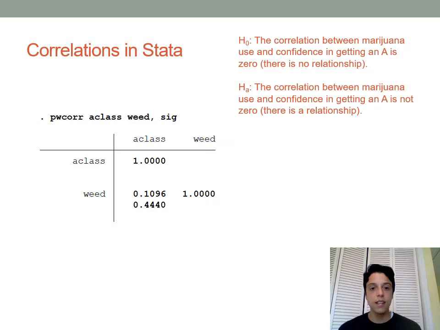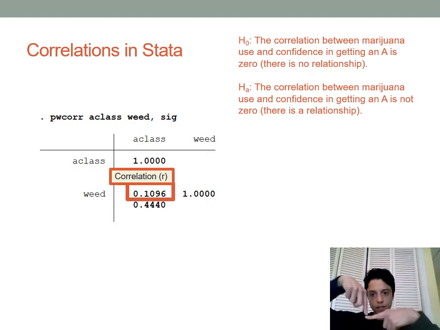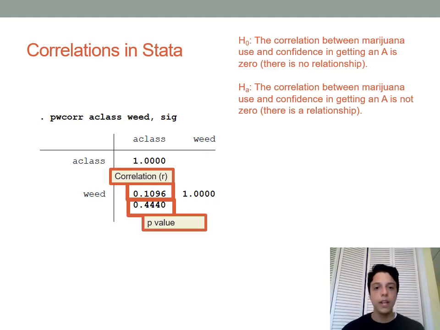The Stata output looks like this, so this is, as you can see, the simplest of all of them. Not too much going on here, but what we have here is the correlation, and that's the number that's found where you're in the row for weed and the column for A class, so it's where those two things intersect. And then we have the p-value right there, so the number beneath it is the p-value.